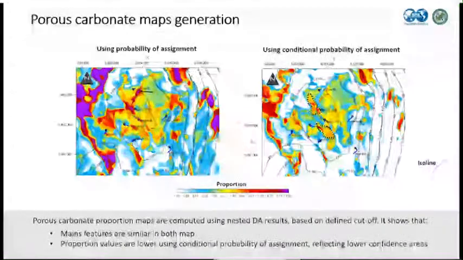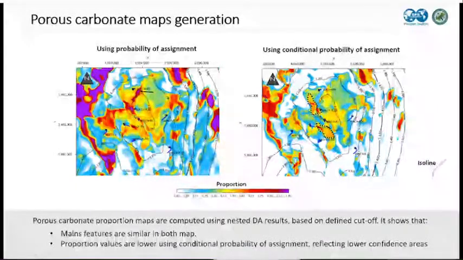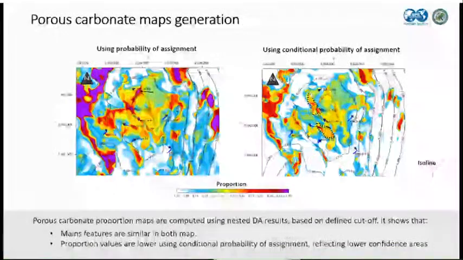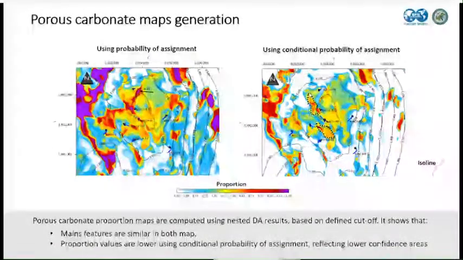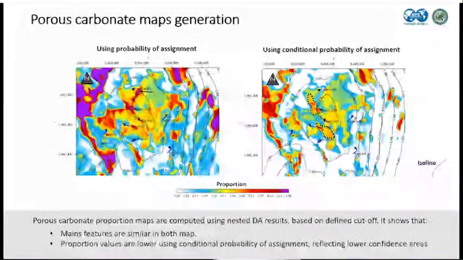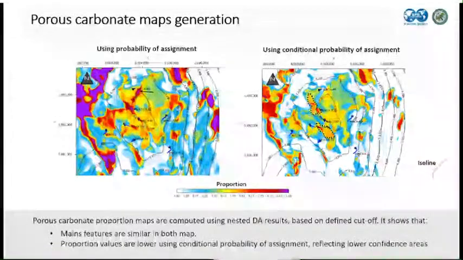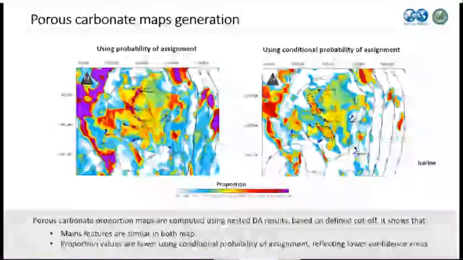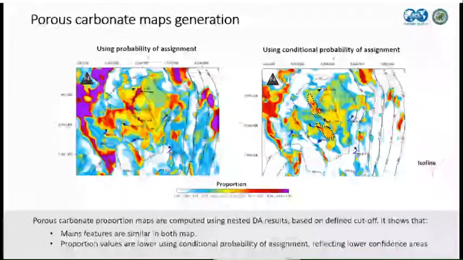And so using those kinds of maps allows us to define areas where we have a higher proportion of porous carbonate, and where it will be more interesting to go for further drilling or for further analysis.